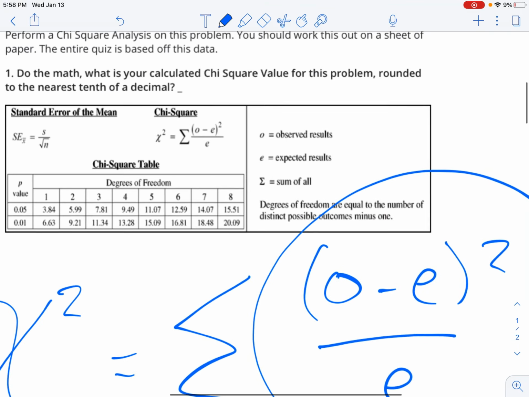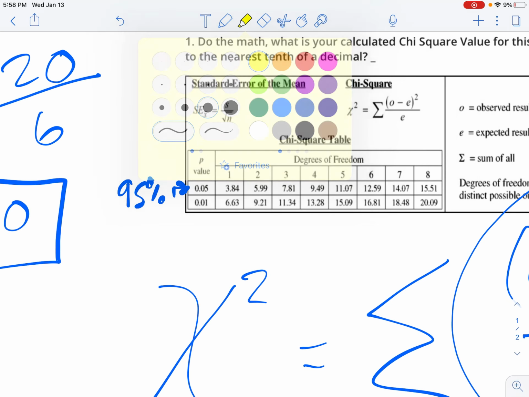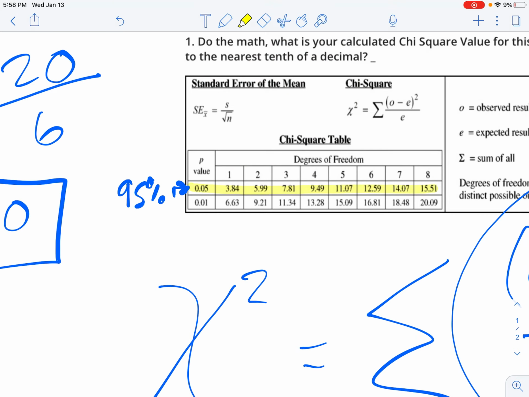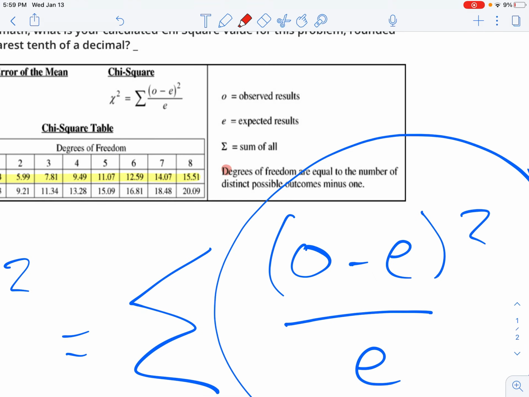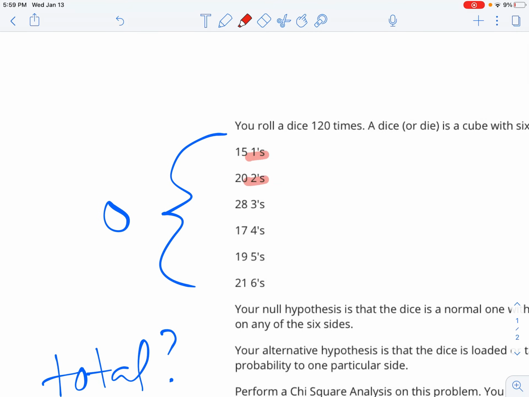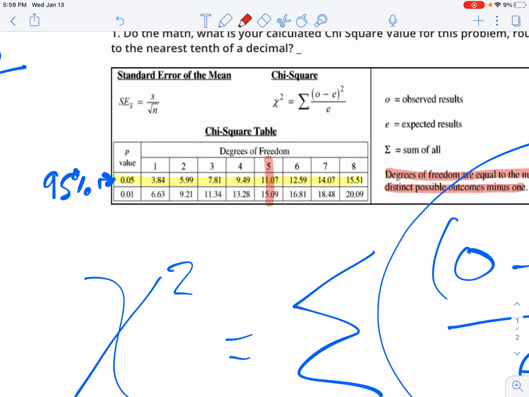We have to identify which row and column we're on. Now in the Schoology quiz, it said using a confidence value of 95% confidence. That would be the 0.05 column. So we're going to use that column. And then for the row, we have to figure out our degrees of freedom. Degrees of freedom are equal to the number of distinct possible outcomes minus 1. Well, you can either roll a 1, a 2, 3, 4, a 5, or a 6. So 6 minus 1 equals 5. There's 5 degrees of freedom for this problem.